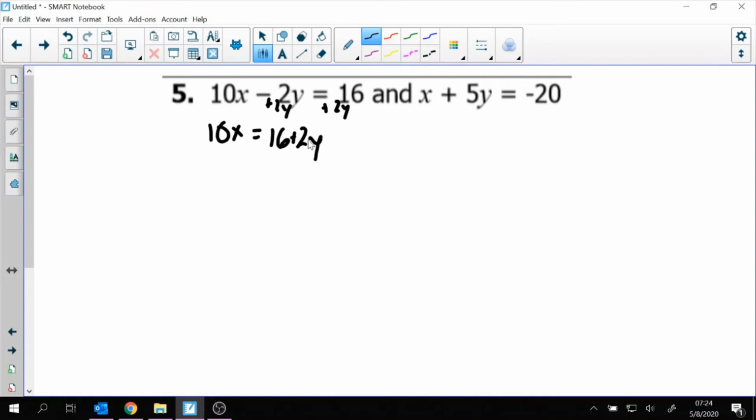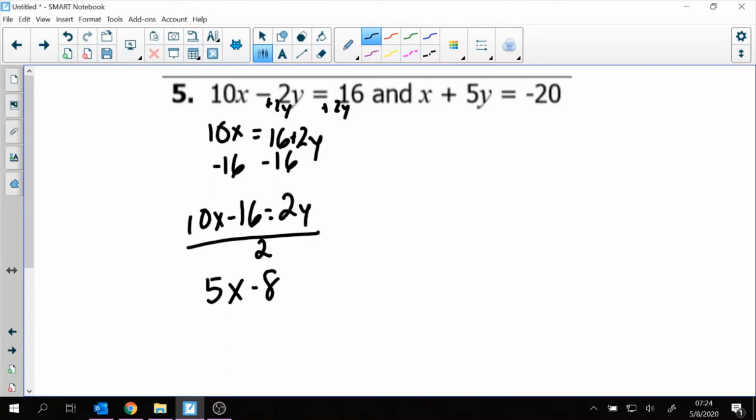Now we want to get 2y by itself, and it's positive. You don't have to move it. If you don't mind the negative, leave it there. So I'm going to subtract 16 from both sides. I get 10x minus 16 equals 2y. And then to get y, opposite of multiplication, division. And this is all algebra 1. So if you have trouble with this, you need to go talk to your algebra 1 teacher. So first, our slope here is 5. So our slope is 5.